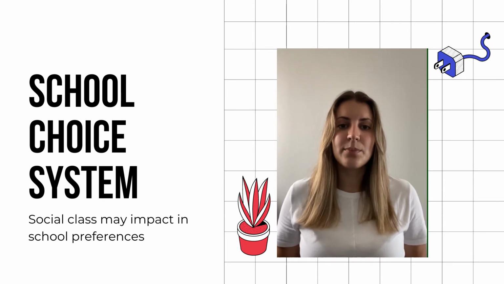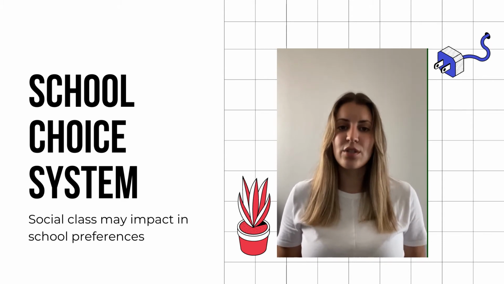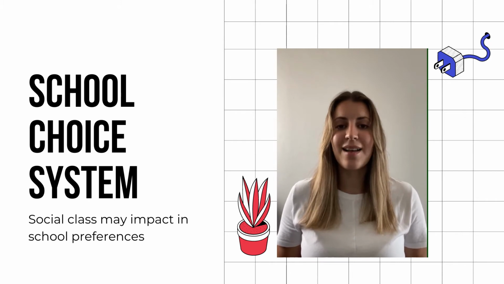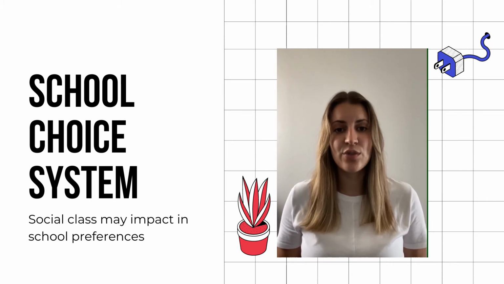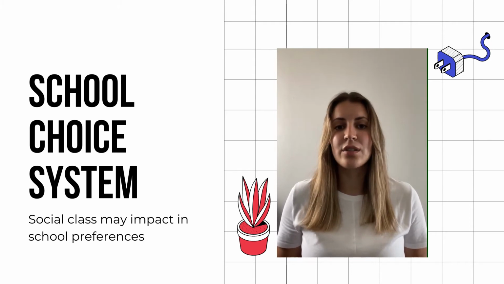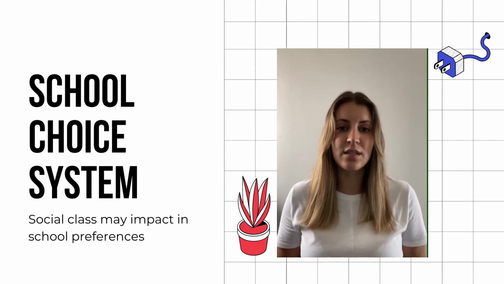For example, middle classes tend to value performance and peer group and tend to have access to quality information on schools. On the other hand, disadvantaged families have access to less information and resources, which can limit the range of schools that they can consider due to transport costs, for instance.